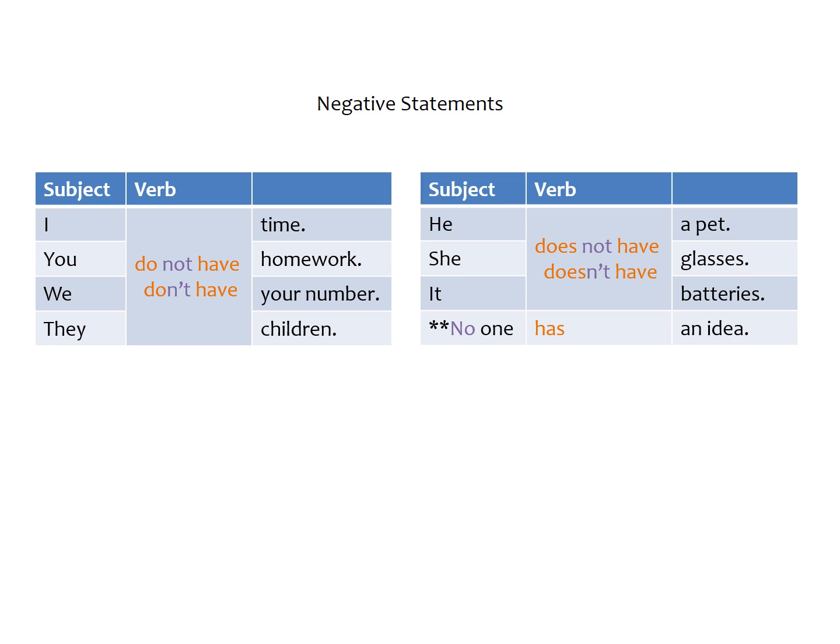We also want to notice that if we use no one, the negative is now with no one. So the verb itself is affirmative. You just use has.